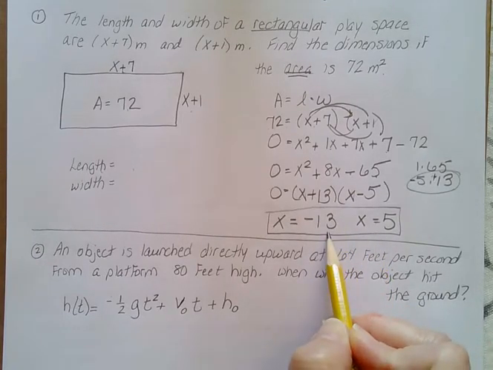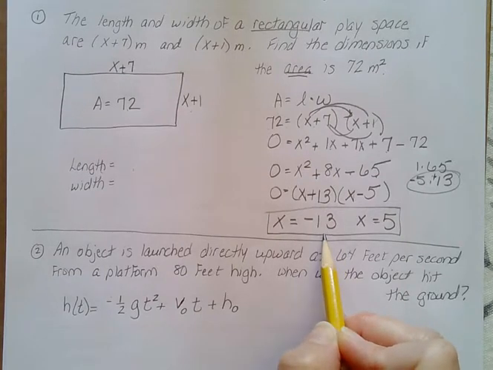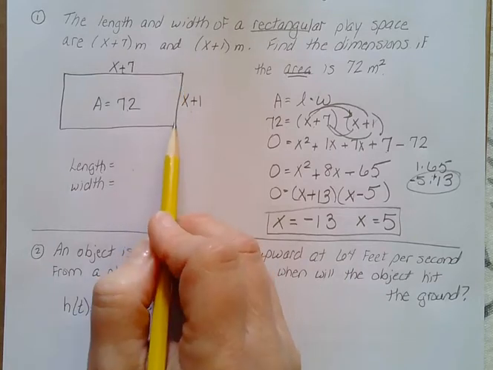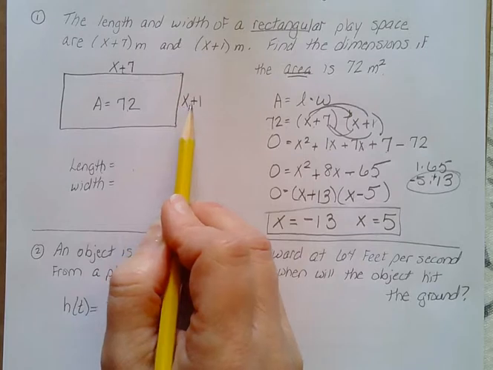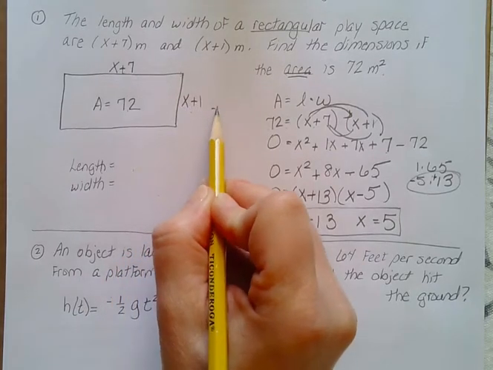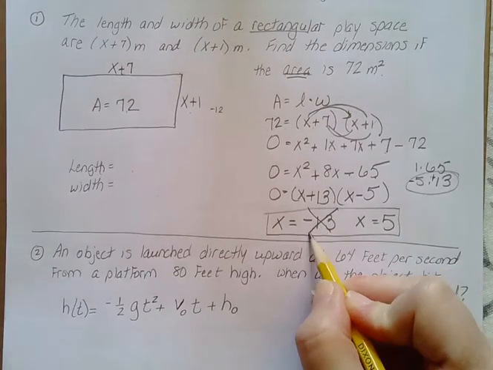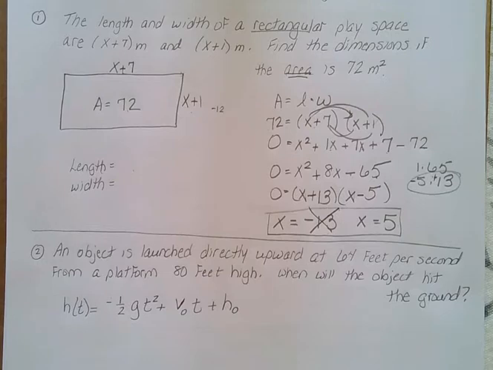I'm going to start with this negative 13. If we plugged negative 13 in for x, then this side length right here would be negative 13 plus 1, which is negative 12. We would have a side that's negative 12 meters long, and that doesn't make any sense at all. So that is not one of our solutions. We always, always, always need to check our solutions when we have application problems, because frequently one of the answers may not work. So let's hope the other one works.